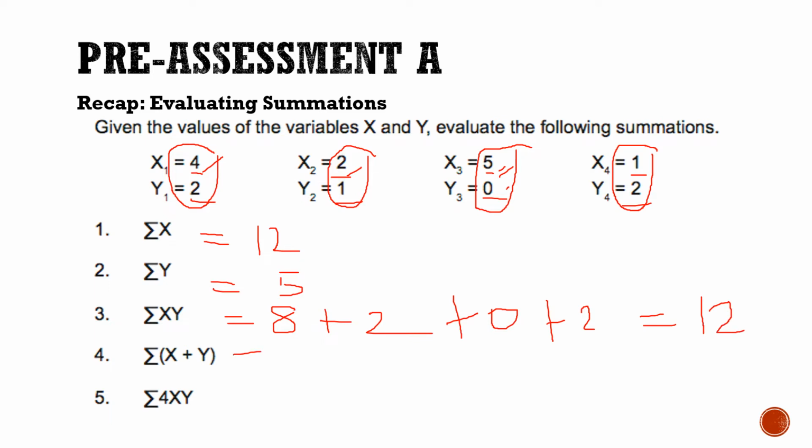Now, for number 4, the summation of x plus y. We're going to add x sub 1 to y sub 1, which will be equal to 6, plus x sub 2 plus y sub 2, which will be equal to 3, plus 5 plus 0, which is equal to 5, plus your last combination, x sub 4 plus y sub 4, or simply equal to 3. So the total for the summation of x plus y is equal to 6 plus 3, that will be 9, plus 5, so 14, plus 3, that will be 17. So the final answer for this summation of x plus y is equal to 17.